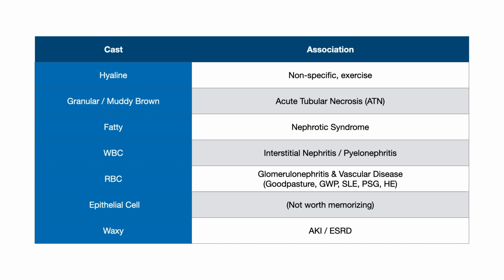Fatty casts equals nephrotic syndrome. White blood cell casts equals interstitial nephritis and pyelonephritis. Red blood cell casts equals glomerular and vascular disease. There's lots of different causes there. Epithelial cell casts, not worth memorizing because there's some overlap with muddy brown, but heavy metal exposure and acute tubular necrosis also in epithelial casts, but probably not worth memorizing because it's too confusing. And then waxy is going to be your long-standing kidney disease. So it can be AKI, but more commonly we're talking about chronic kidney disease and end-stage renal disease.